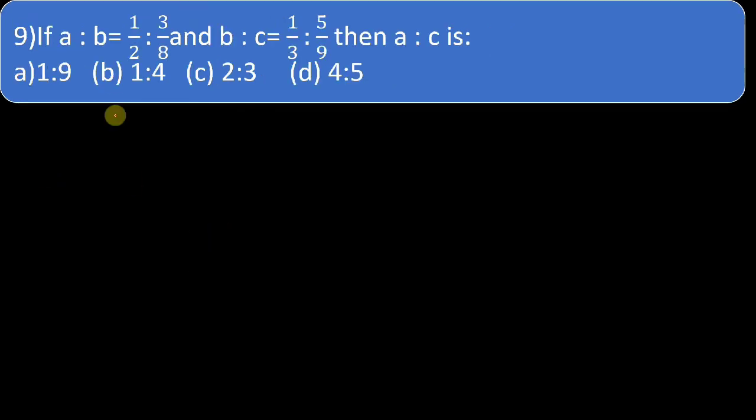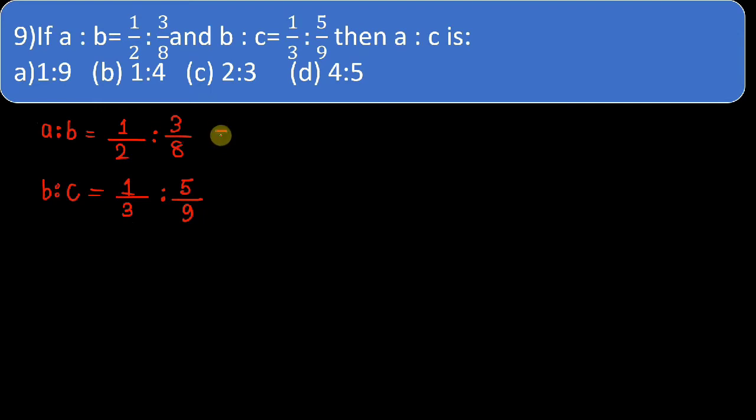Next, a is to b is given as 1/2 is to 3/8 and b is to c is given as 1/3 is to 5/9, and we are told to find the ratio of a is to c. So in the same manner we will do this. So a is to b is given here as 1/2 is to 3/8. b is to c is given as 1/3 is to 5/9.